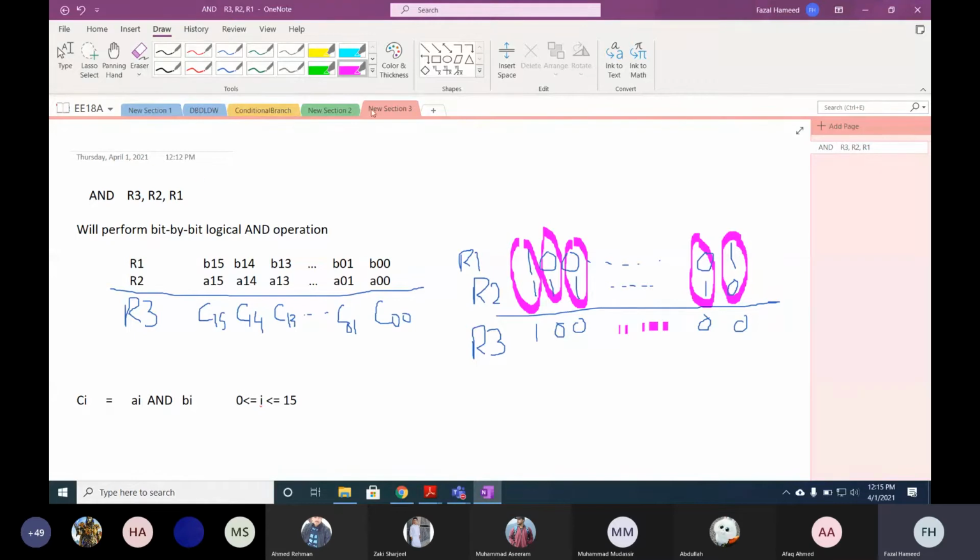Now let's assume instead of AND, we have an OR. If we have this operation like OR, with R4, R2, and R1, what will be the contents of R4?